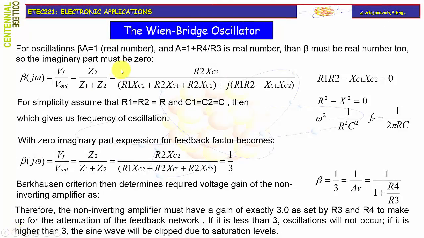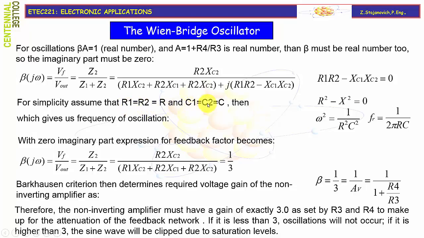For oscillations, loop gain beta A must be equal to 1. That means it must be a real number, and the voltage gain being 1 plus R4 over R3 is a real number as well. Then beta, the feedback factor, must be a real number too, so the imaginary part must be 0. Obviously, in this complex number, the imaginary part must be 0 in order to have a loop gain of 1.